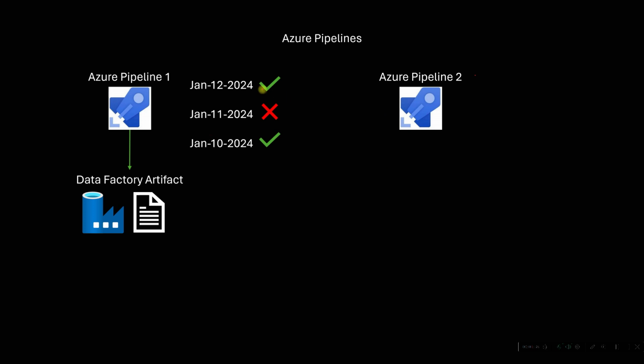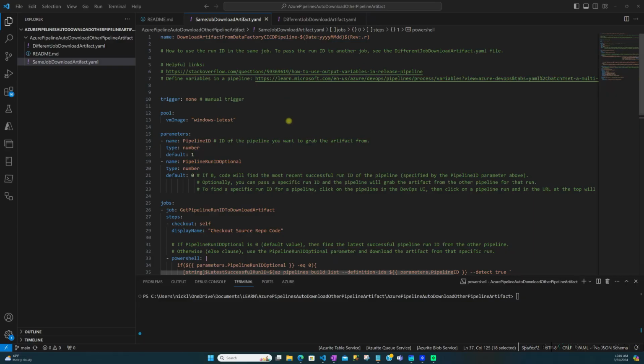So again, it'll automatically grab the most recent successful one, but you also have an option to pass in an older build if you want to, and it won't grab any unsuccessful ones. So with that in mind, let me show you how the code works, and let's get into it. Okay, so let's actually get into the code here.